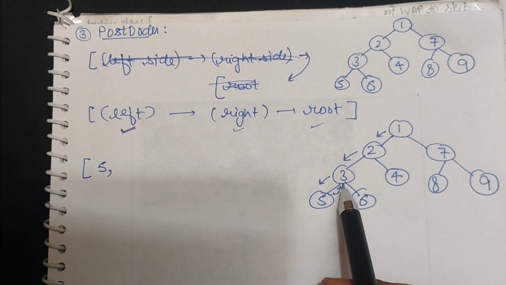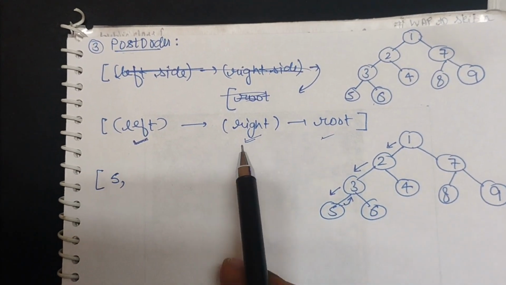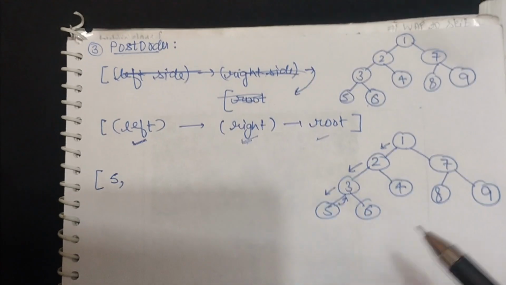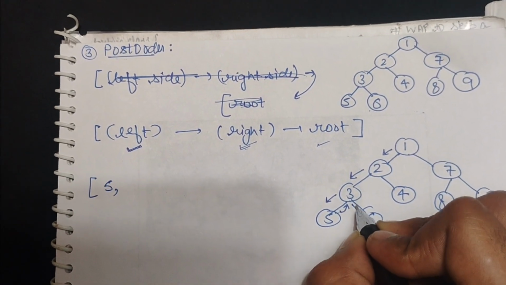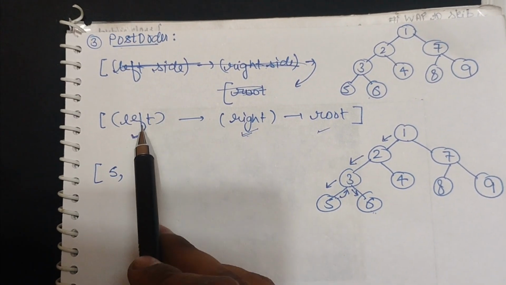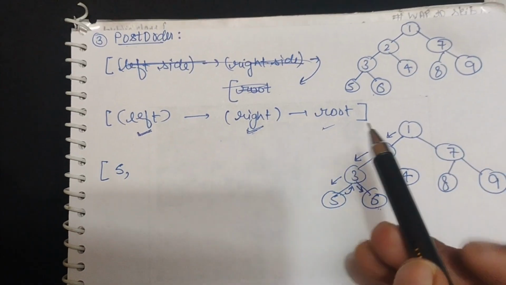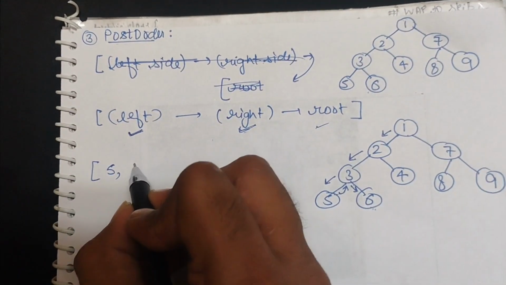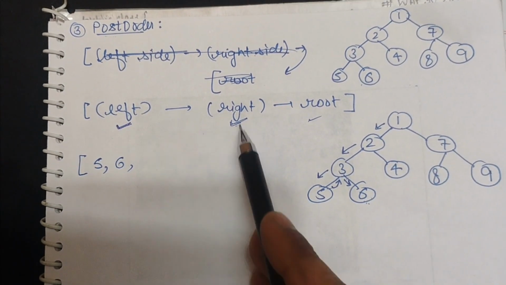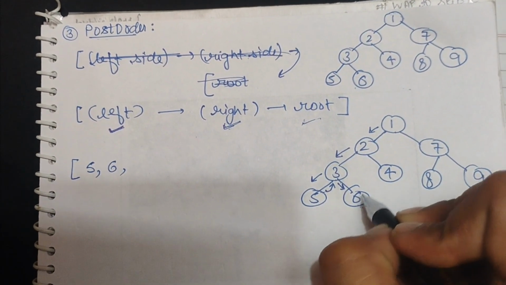It will ask, does it have a right side? It's a yes. So for 3, the right call will be executed. So the recursion call will come from 3 to 6. For 6 it will ask, does it have a left or right? It's a no. So both of these will be executed. Now for this we will print 6. For 6 all these calls are executed. So the recursion call will come from 6 to 3.